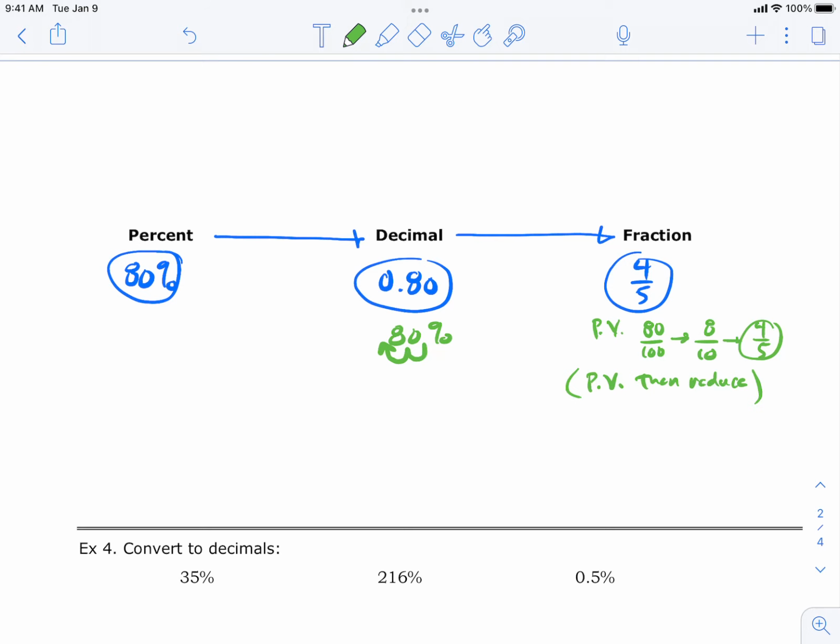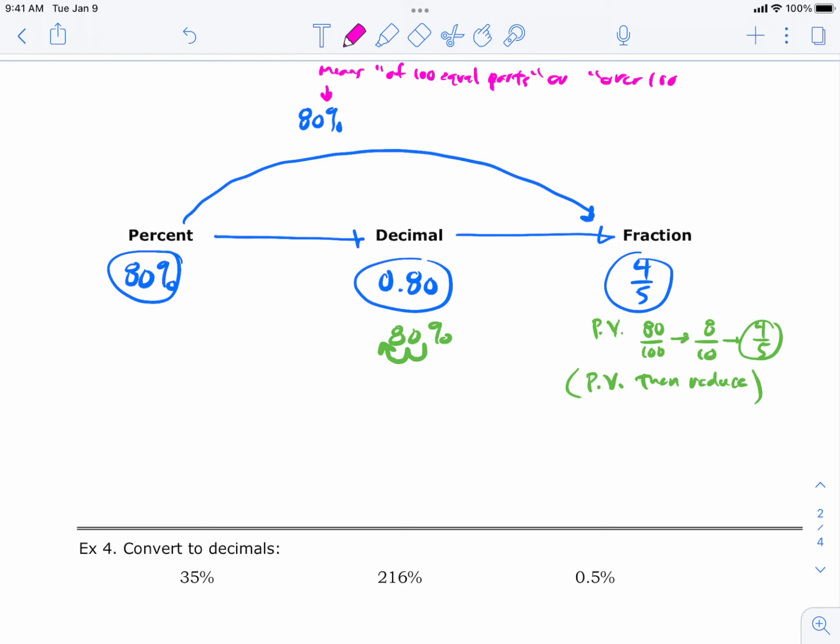Cool. Now there is a way, I suppose, that you could do this. If you wanted to jump from a percent straight to a fraction, how would you do that? If you didn't want to go through a decimal first? Well, you would use the idea that the percent symbol here means of 100 equal parts. 80 of 100 equal parts, or over 100. That's another way to say it.